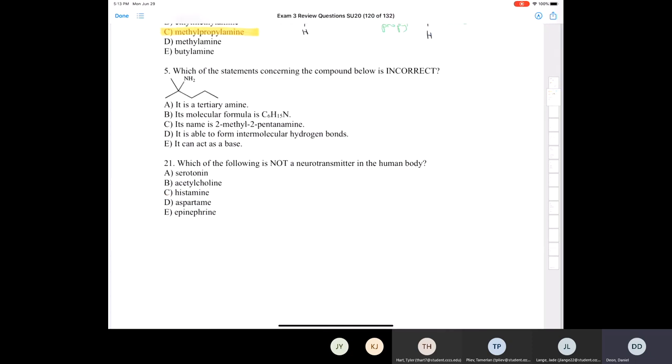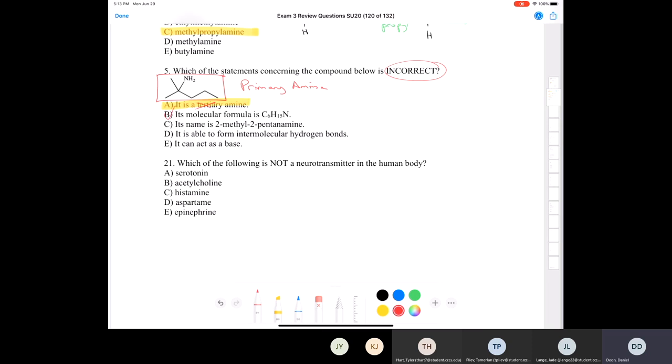Number 5 says, which of the statements concerning the compound below is incorrect? The first one, it says it is a tertiary amine. That doesn't seem reasonable to me. Could anybody tell me what kind of amine we're looking at here? Yeah, thanks, Tyler. Yeah, this is a primary amine, right? So the answer is, we're looking for something that's incorrect. So the answer is, it's a tertiary amine. It's not a tertiary amine, okay?